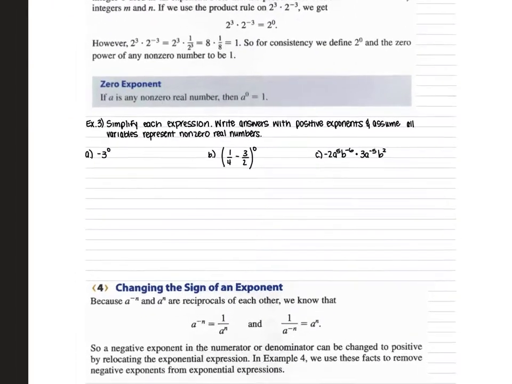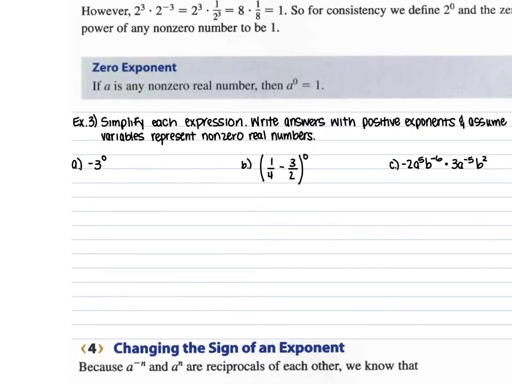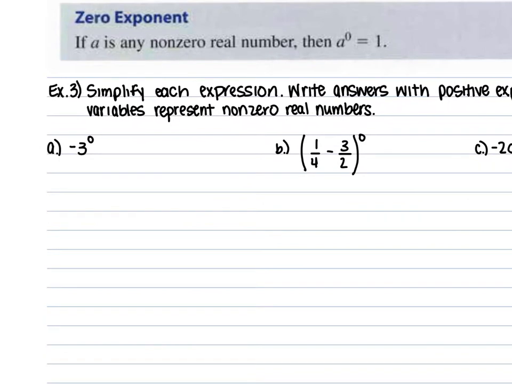For example 3, again, we're just simplifying these. For A, we have negative 3 raised to the power of 0. So once again, this negative 3 to the power of 0 is like saying a negative 1 times 3 to the power of 0. That 3 to the power of 0 is just 1. So this is the same as negative 1 times 1, which is negative 1.